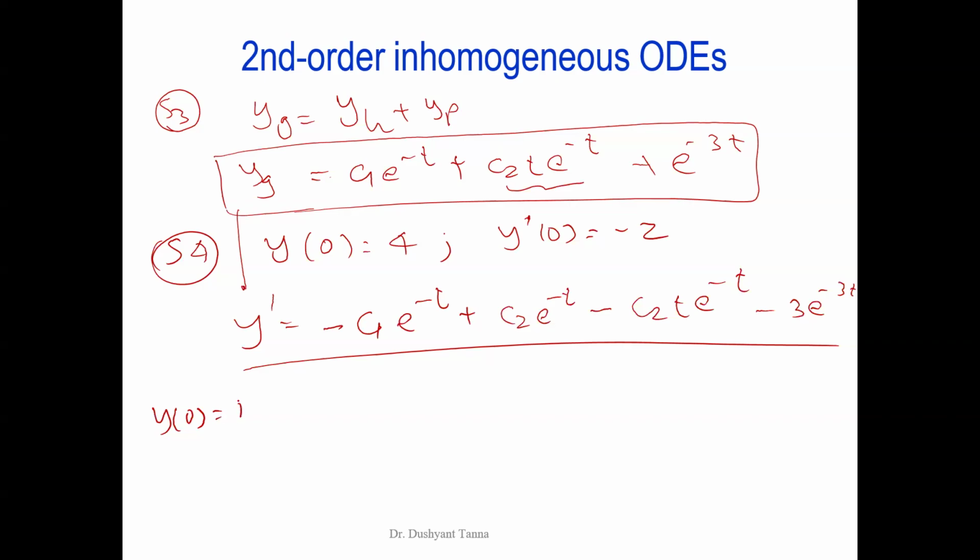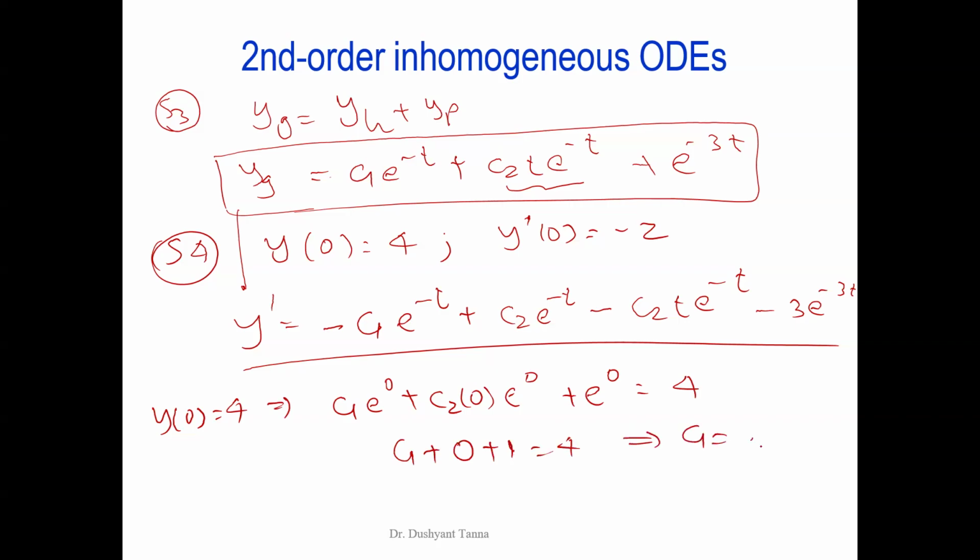y of 0 is 4. That is t equals 0: c1 e raised to 0, c2 times 0 times e raised to 0, plus e raised to 0 is 4. This is c1 plus 1 is 4, leading to c1 is 3. So we got our c1 as 3. Good. Now we use this y dash and the second condition.